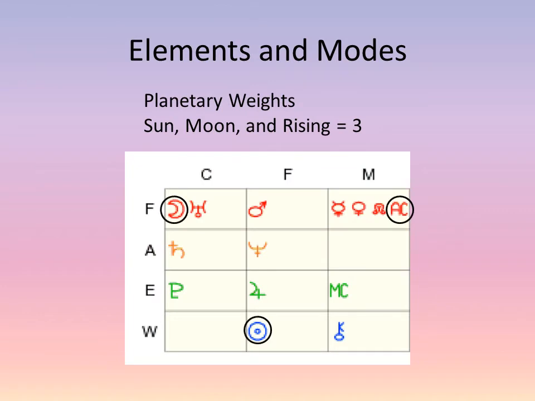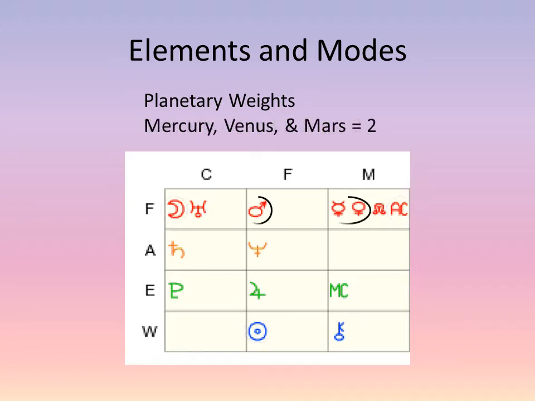Let's discuss elements and modes. First thing I want to do is describe how I rate or weight all of the planetary elements. Here I circled Harvey's grid that shows what element he is and what modes his planets occupy. I circled the moon, the ascendant, and the sun, and give that the heaviest weight of 3, because those are the big 3 that describe the person in their chart.